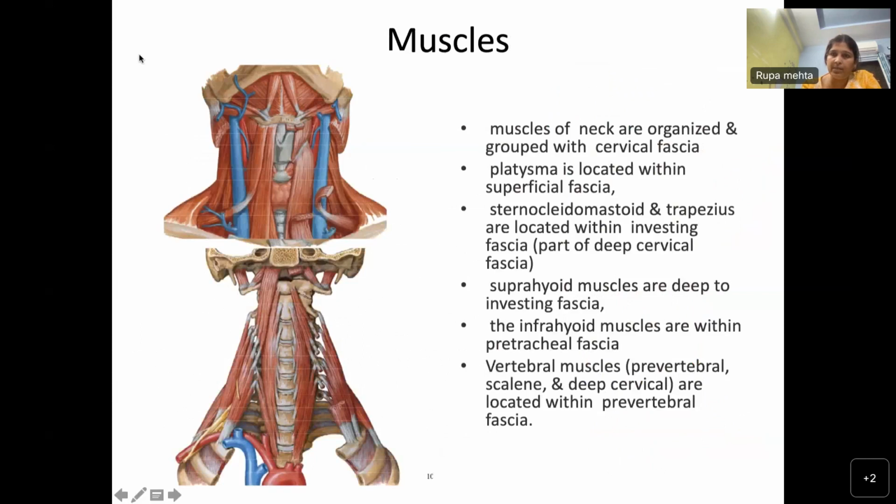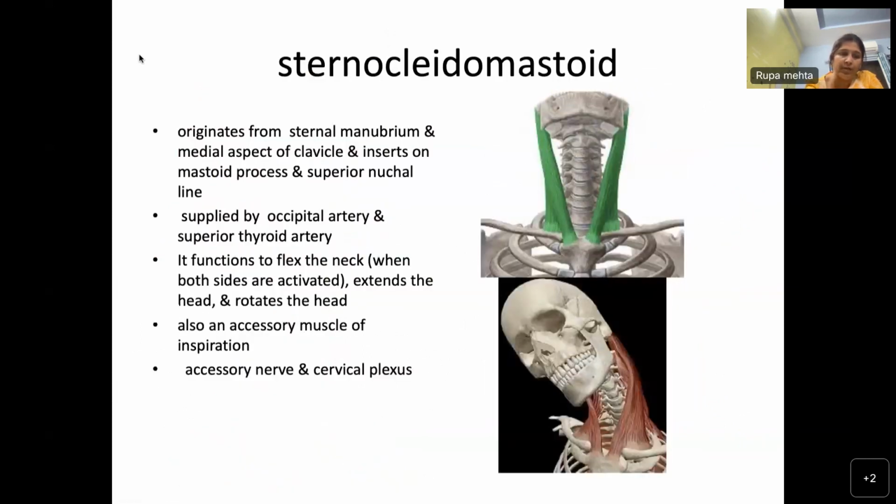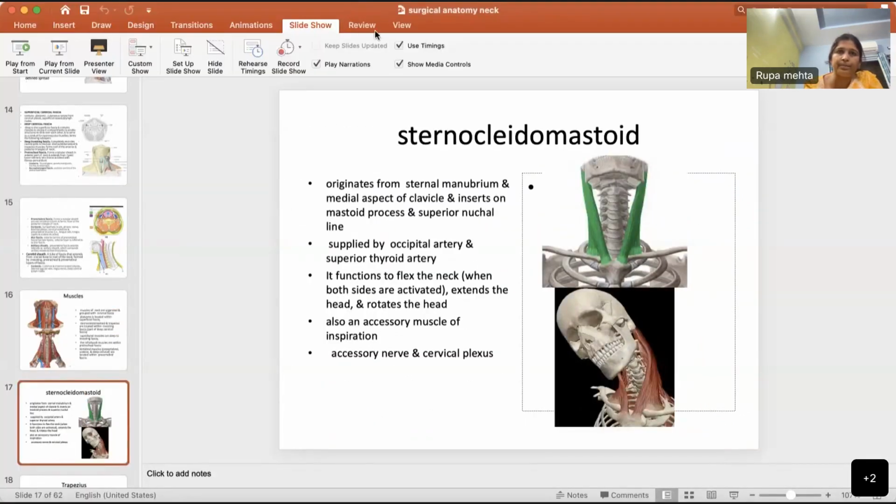And after that, we did the muscles and the sternocleidomastoid. So before that, you had asked. Any other question is there?